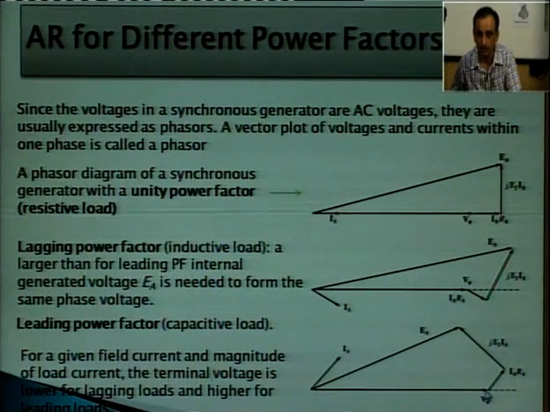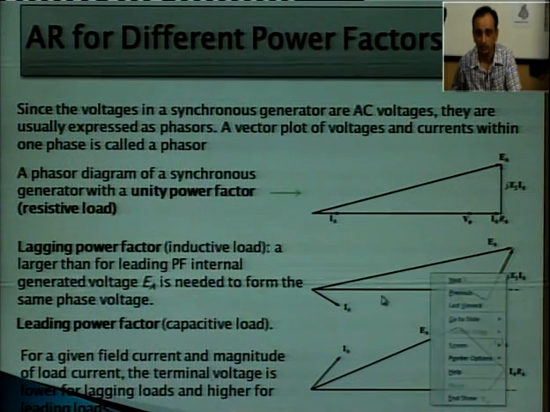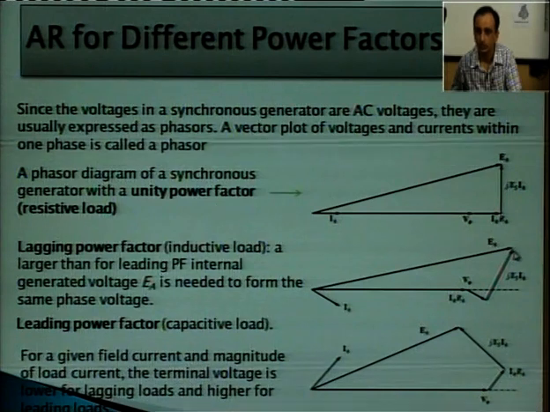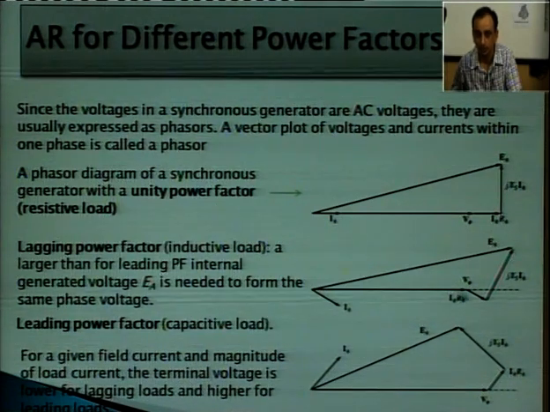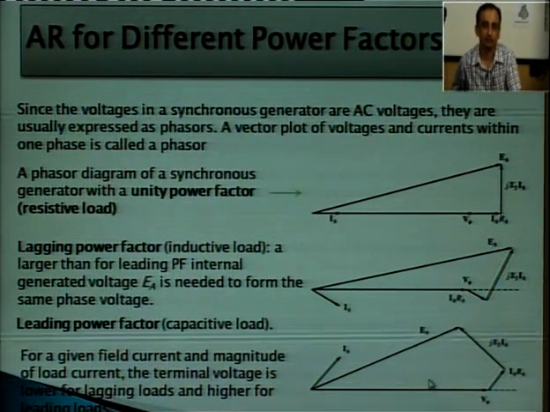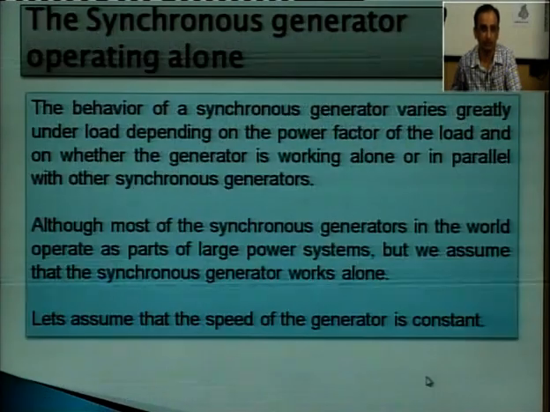This terminal voltage is higher for the leading power factor, whereas the terminal voltage VA is lesser for the lagging power factor. So, terminal voltage is higher for leading and smaller for the lagging power factor. That is what we can conclude from this.